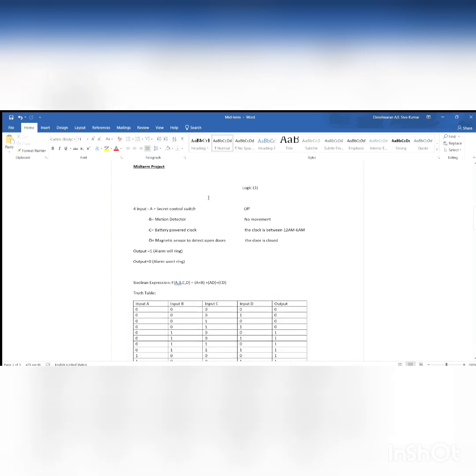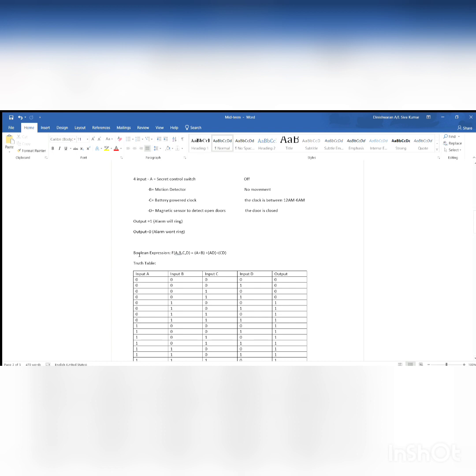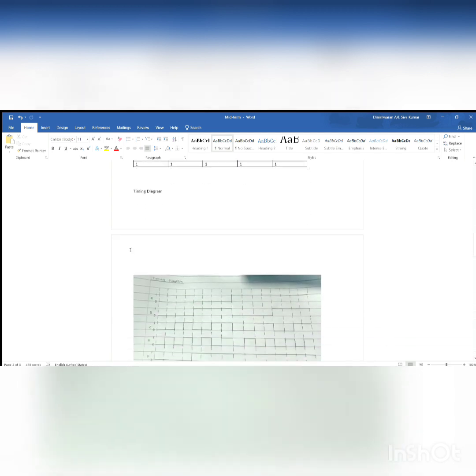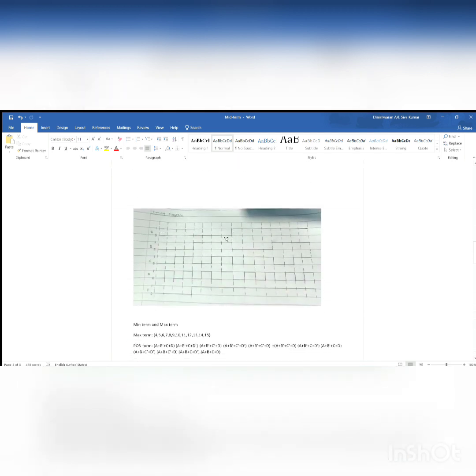So yeah, here is the midterm project, guys. Four inputs and one output. This is the boolean expression for the logic gate system I built, and this is the truth table I obtained for each input and the one output. This is the timing diagram that I drew for all my inputs, and the last one stands for the output. Basically the line at the bottom is 0 and the upper line is at 1.